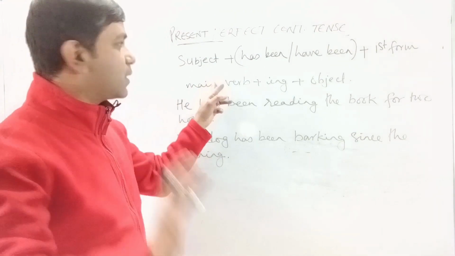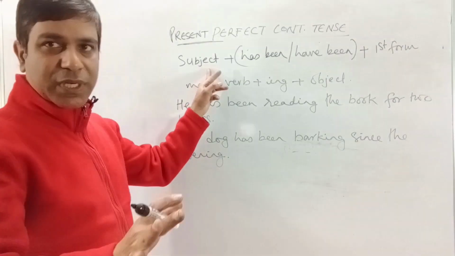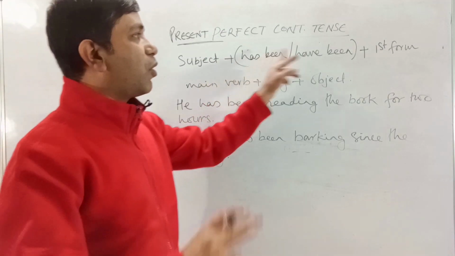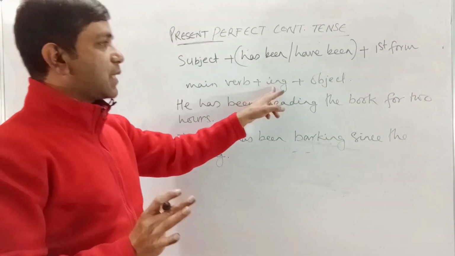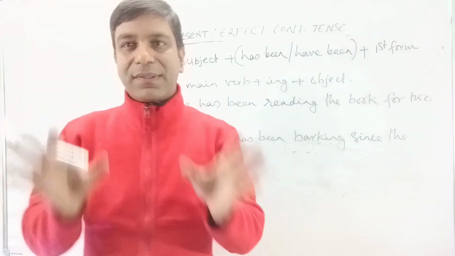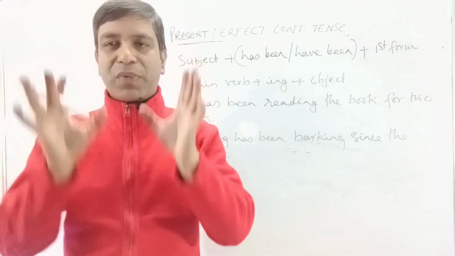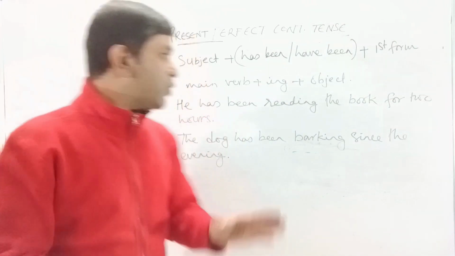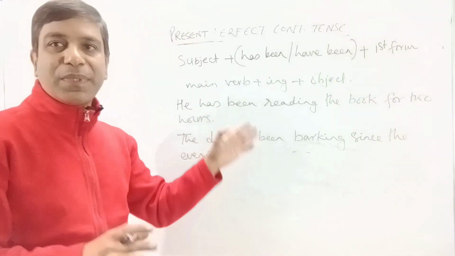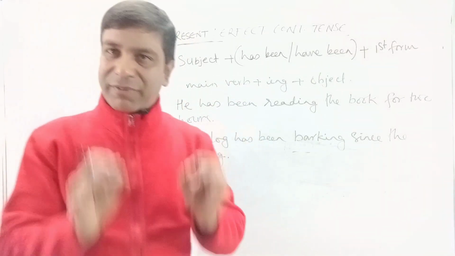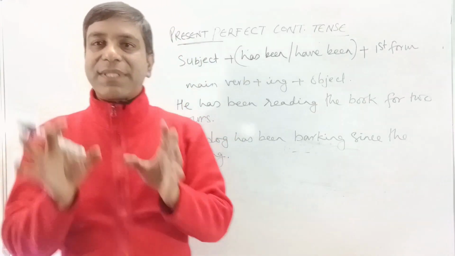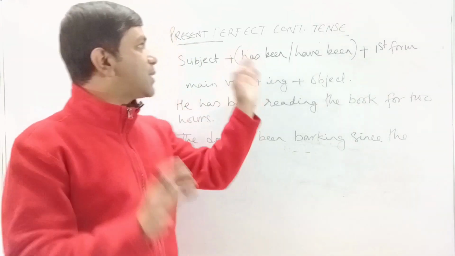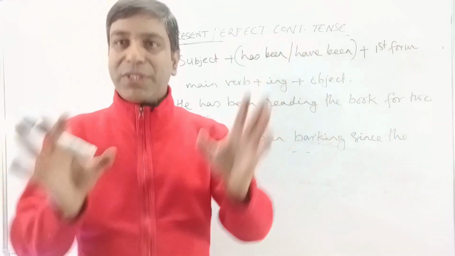Present perfect continuous tense has subject plus has been or have been plus first form main verb plus ing plus object. This is the structure of present perfect continuous tense. You can even read the examples given here on the board. However, I'll be explaining it to you a little later. First, let me tell you when present perfect continuous tense is used.